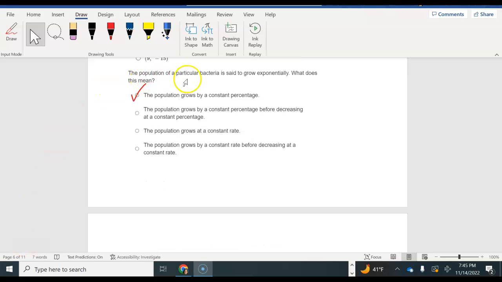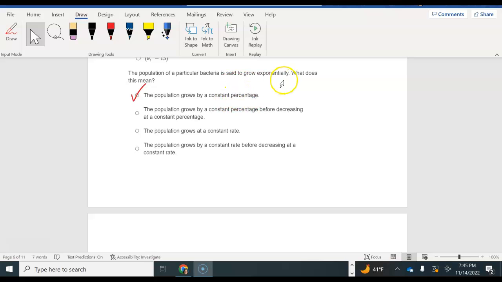All right, the next one says the population of a particular bacteria is said to grow exponentially. What does this mean? All right, so remember your exponential growth is this sharp curve that gets really steep fast, or it declines really fast, okay? So exponential growth is, you're talking about multiplication, okay? So the thing you're looking at here has to be what the wording says. So the population grows at a constant percent.